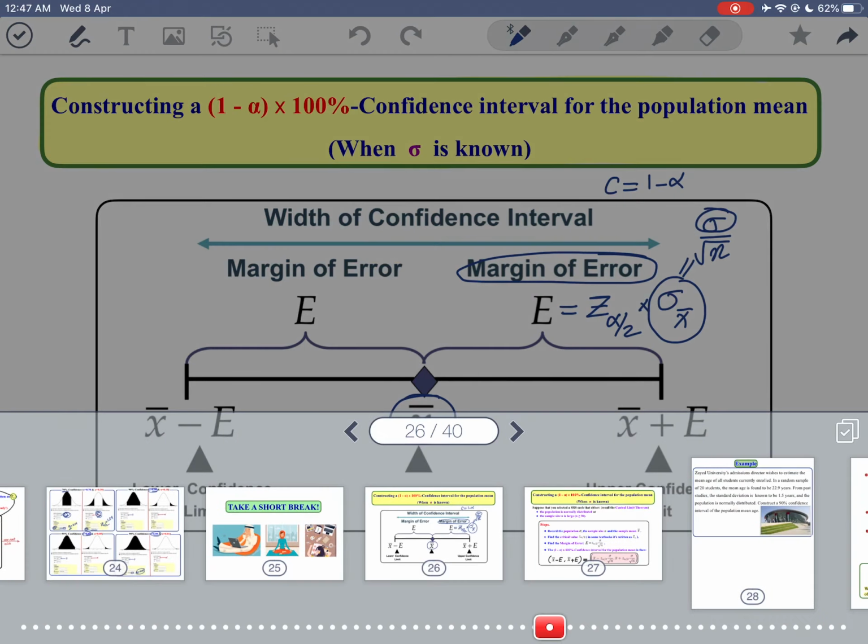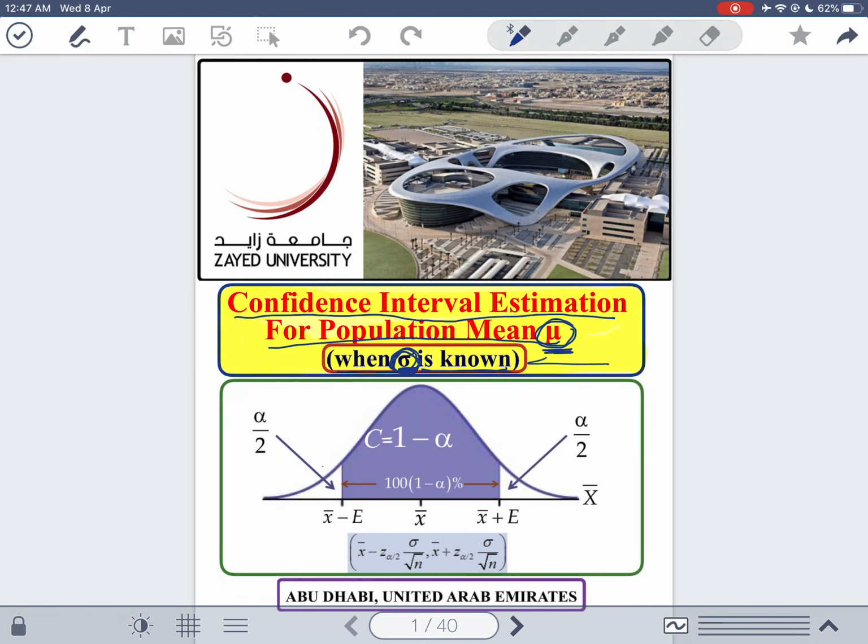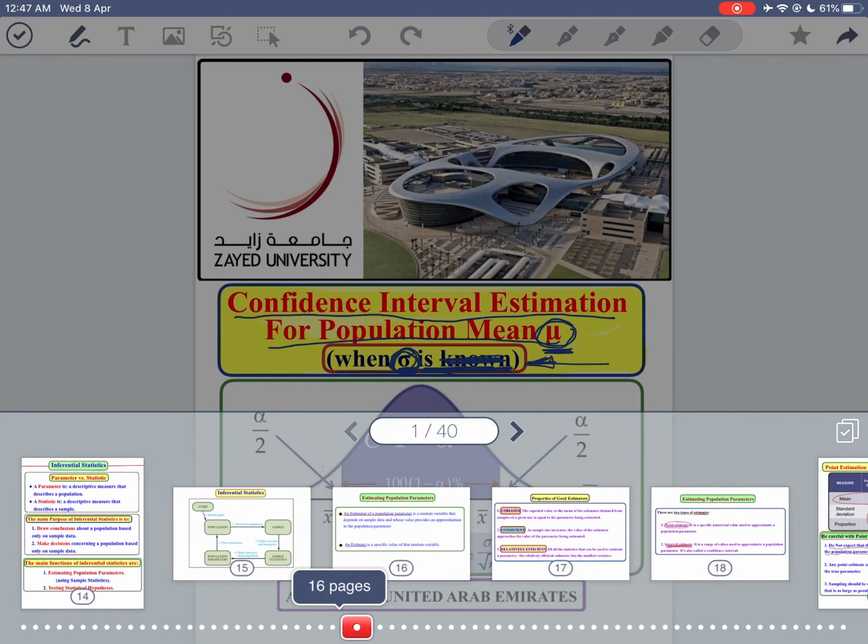If you remember, I'll go back to the beginning and remind you that what we're doing today is when sigma is known. The next lecture will be when sigma is unknown and mu is unknown. In this case, it will be a very interesting question. So watch the coming video because it will teach you how to really do it. Because in most cases, sigma is unknown. Most of the cases.